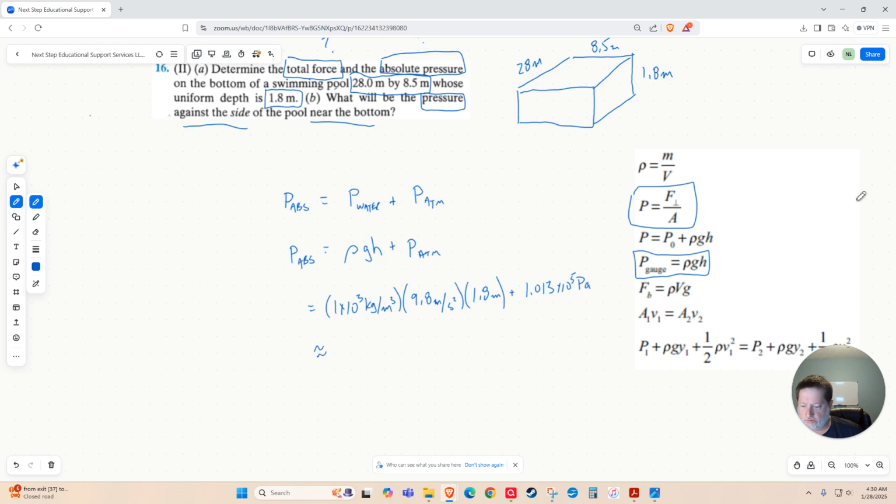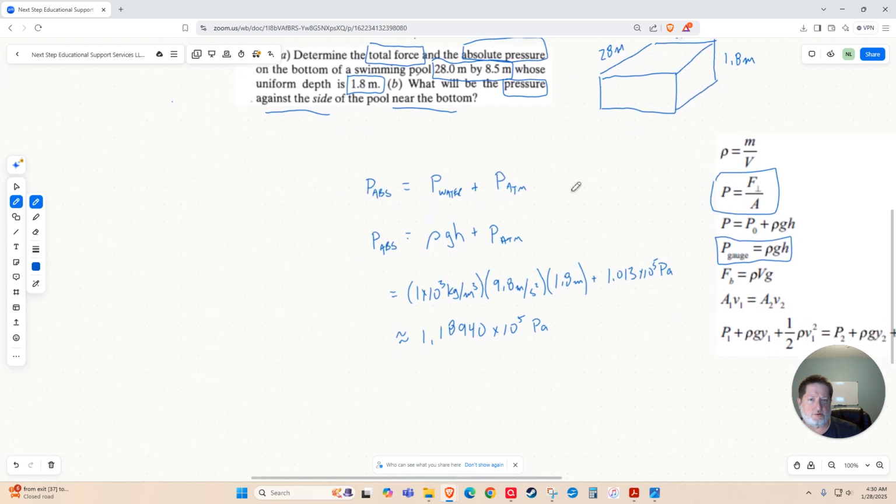Your calculator should have told you a number in the vicinity of 1.18940 times 10 to the 5th, as expected. It did impact us at about 0.2 here on our 10 to the 5th. And again, that's pascals. Now, for the purposes of answering this question of absolute pressure, we're going to round to an appropriate number of significant figures, which looks like 2 is our restricting value here.